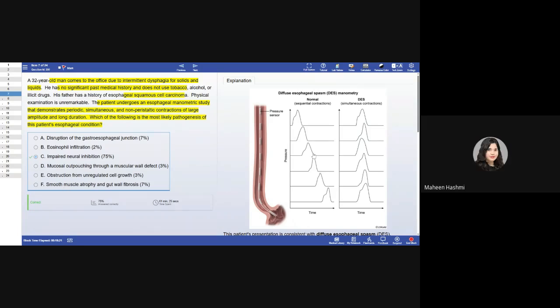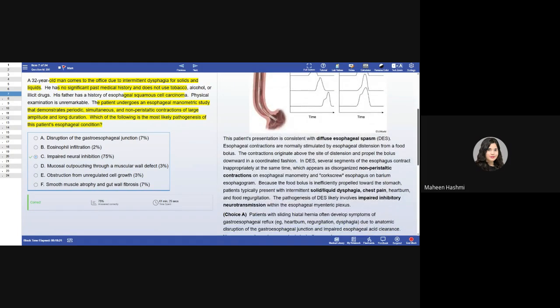Again, this is consistent with diffuse esophageal spasm, DES. You have non-peristaltic contractions on esophageal manometry, with a corkscrew appearance. Intermittent solid and liquid dysphagia is going to happen at the same time. They try to confuse you with esophageal squamous cell carcinoma as well. Whenever something is progressive, it's always cancerous. When it's happening at the same time, it is other pathology.